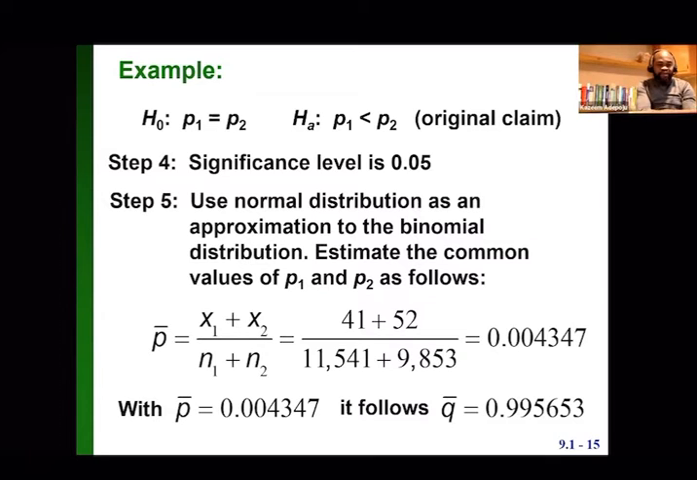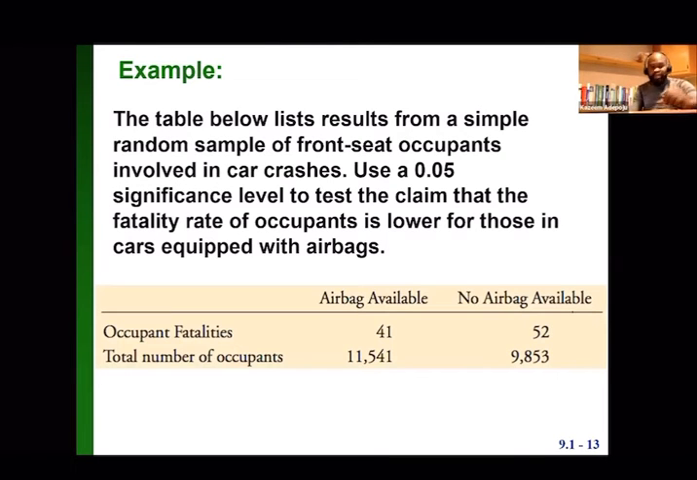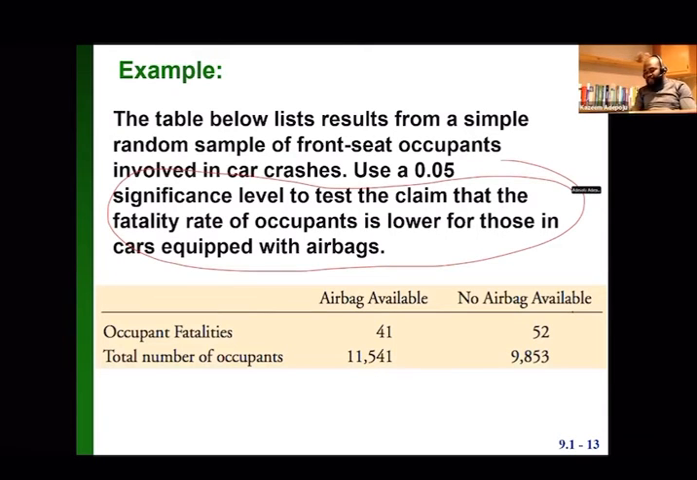Now, after investigating whether the assumptions are met or not, the next thing you're going to do is formulate your hypothesis. If I want to formulate my hypothesis, I'm going to go to the question. Take a look at the question right now. Let's look at the claim. What is the claim? It says, use a 0.05 significance level to test that the fatality rate of occupants is lower. Take a look at this word here, lower.